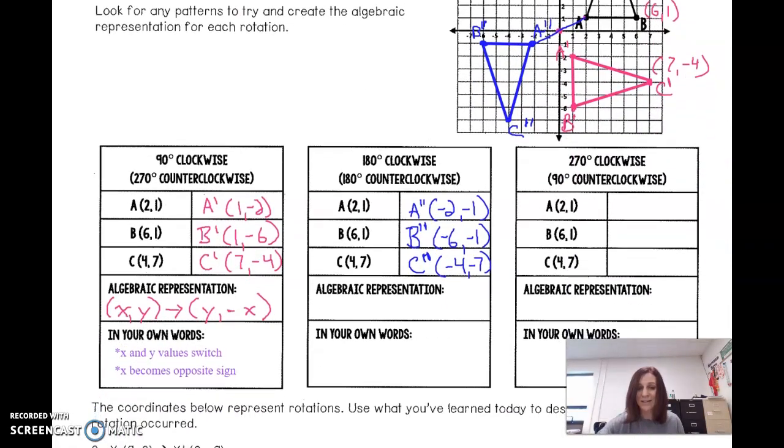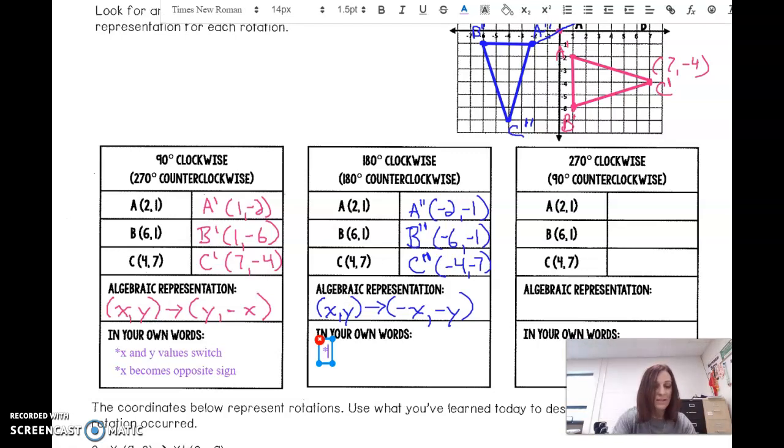Now this one is a little bit easier. Notice all we did was make X its opposite and Y its opposite. So for 180 clockwise or counterclockwise, our points are going to go to the opposite of whatever the X value is and the opposite of whatever the Y value is. I'm just going to say X and Y values become opposite signs. Okay, that's the easy one. So if it's 180, either clockwise or counterclockwise, opposite signs.